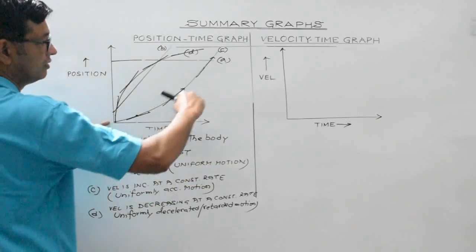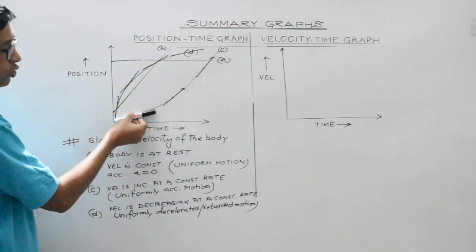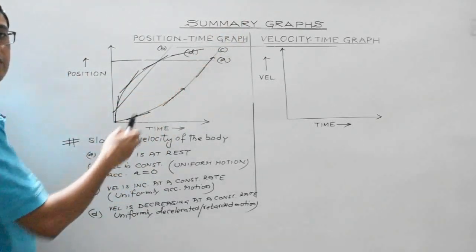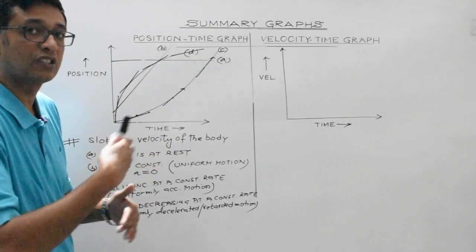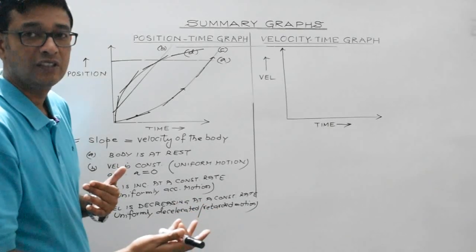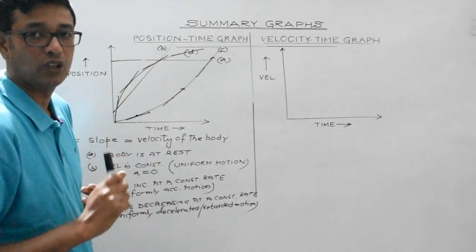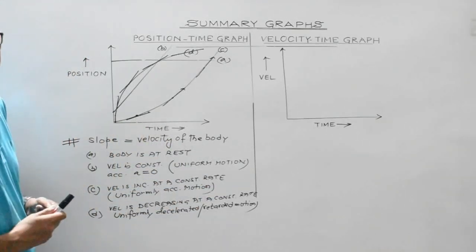Consider this graph C. This one is a curve like this. In this case, the slope of the graph keeps on increasing with the passage of time. Slope increasing means velocity increasing. So therefore it must be the case of increasing velocity of the body. So that is known as uniformly accelerated motion.